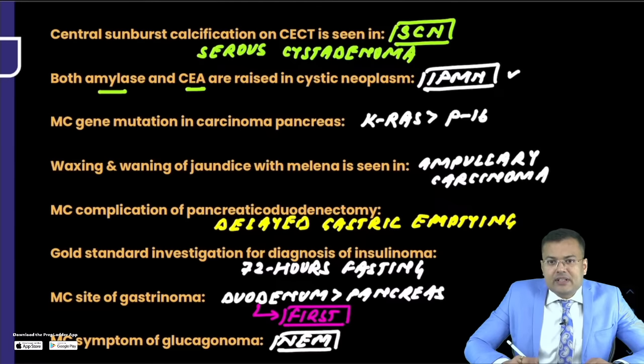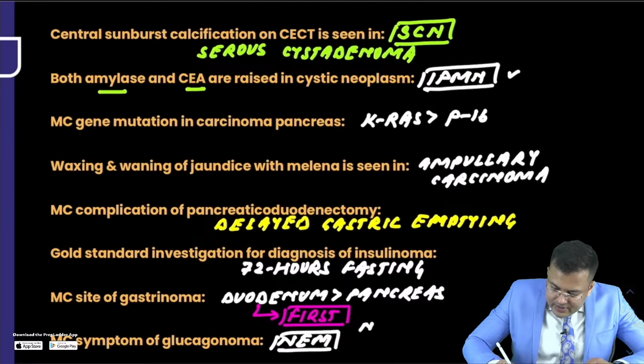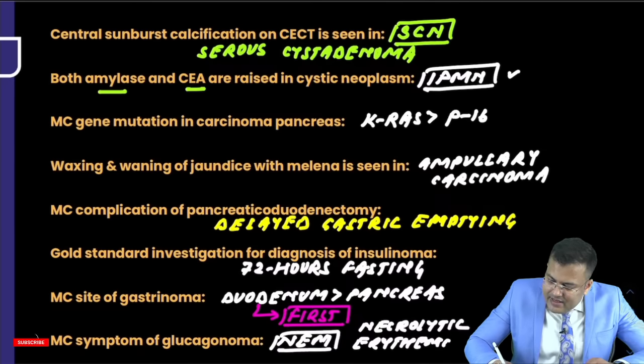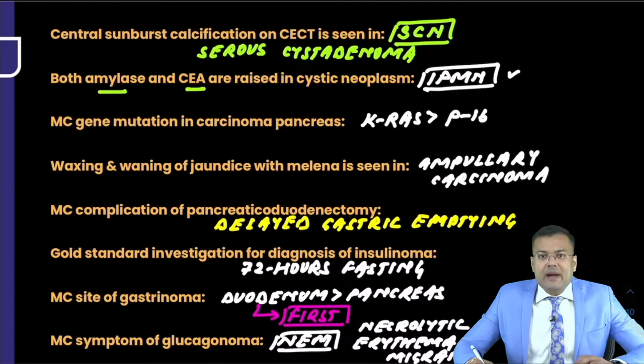What is the full form? This is necrolytic erythema migrans. So this is a migratory rash known as necrolytic erythema migrans.